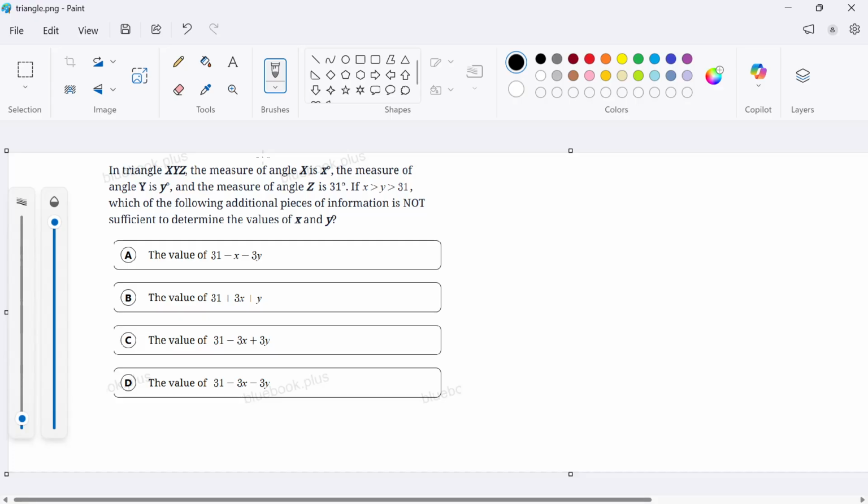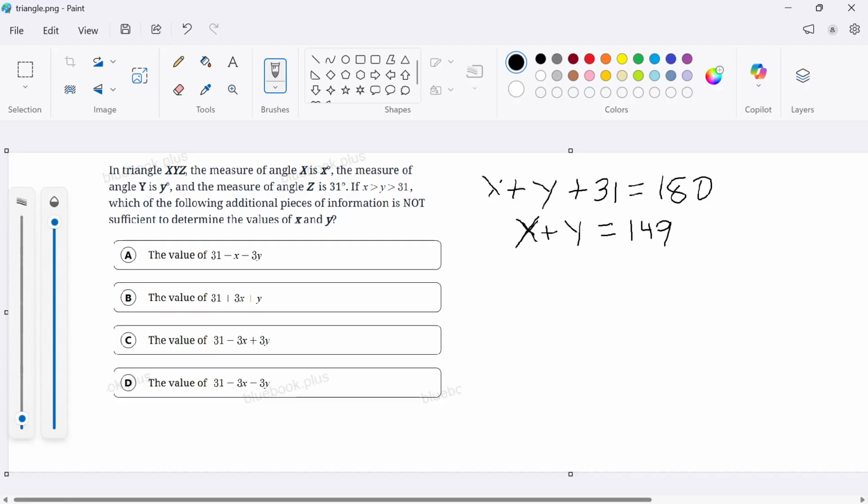In a triangle, the angles add to 180. So x plus y plus z, which is 31, equals 180, and x plus y equals 180 minus 31, which is 149. Whichever one of these expressions doesn't provide additional information, some new relationship between x and y, will not be sufficient.